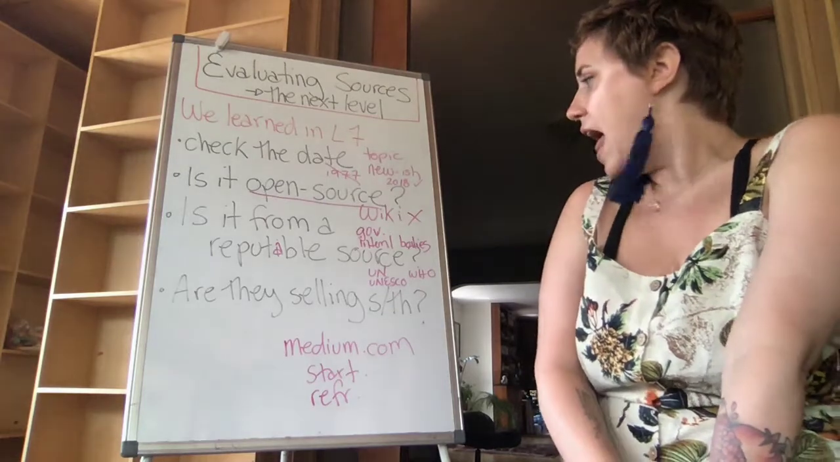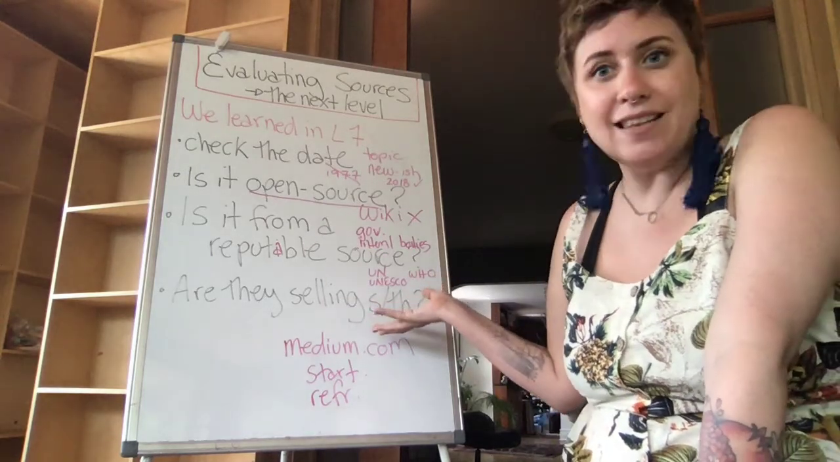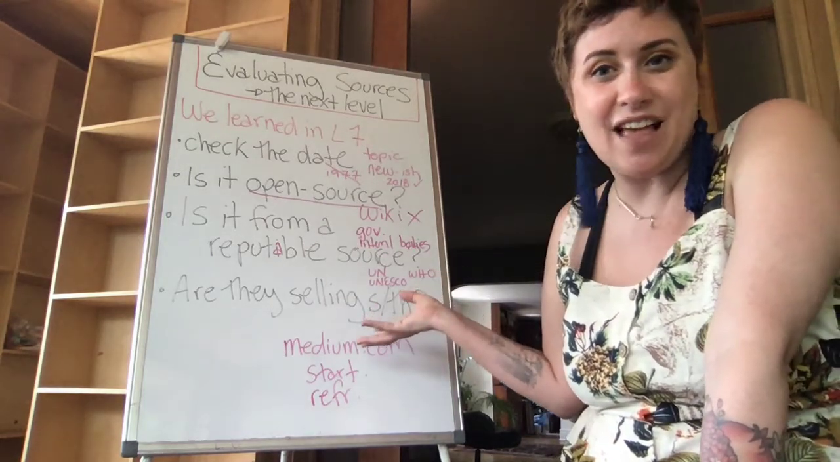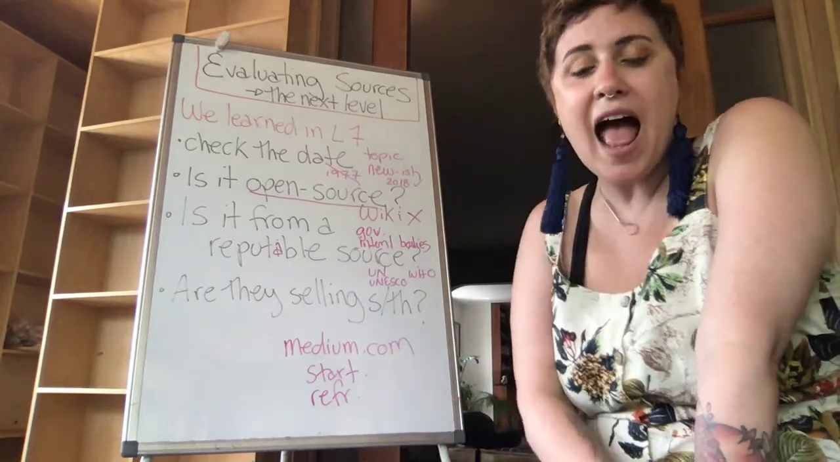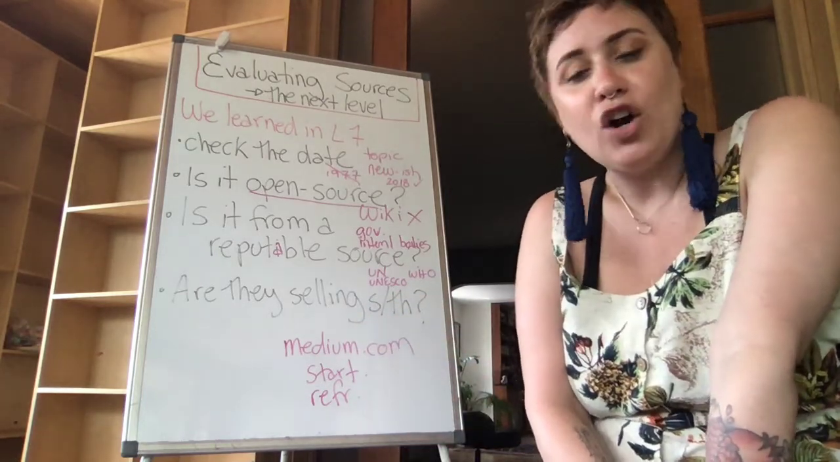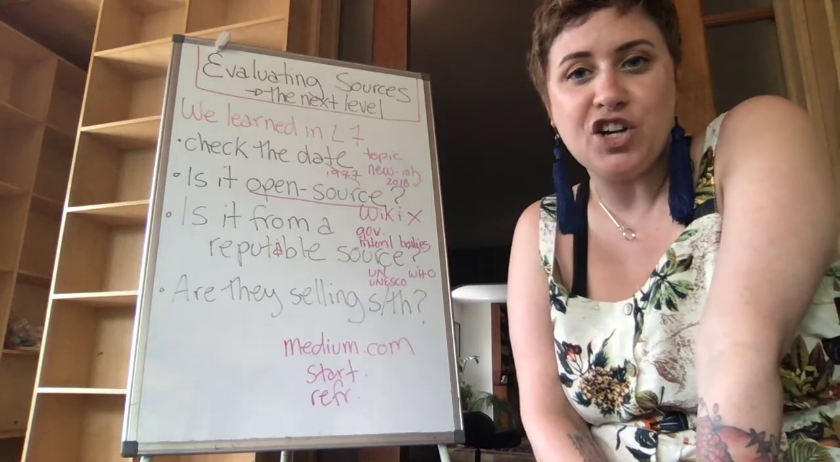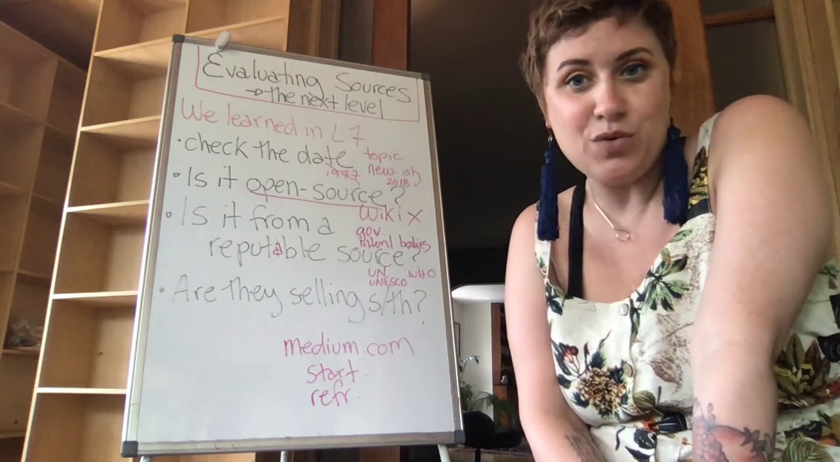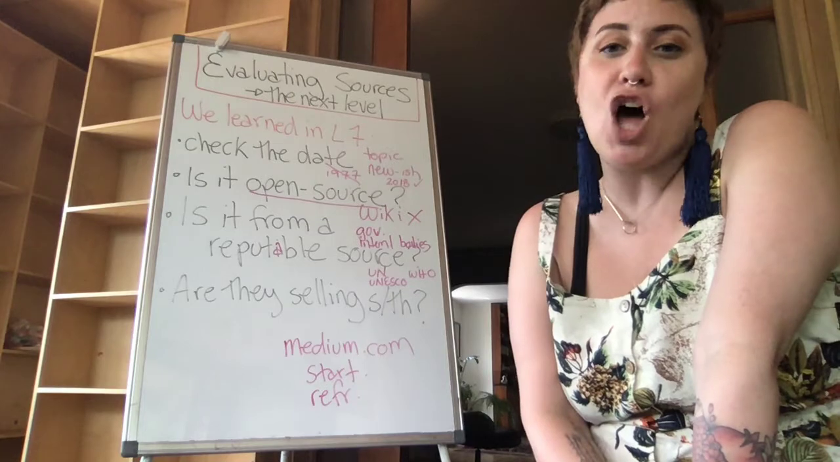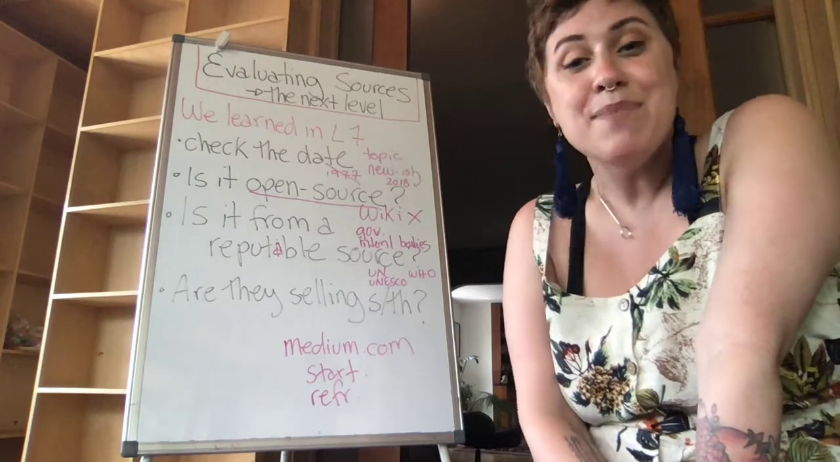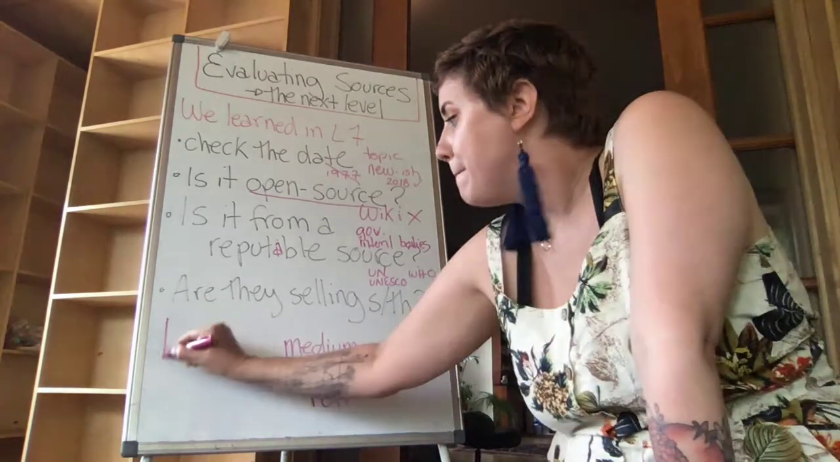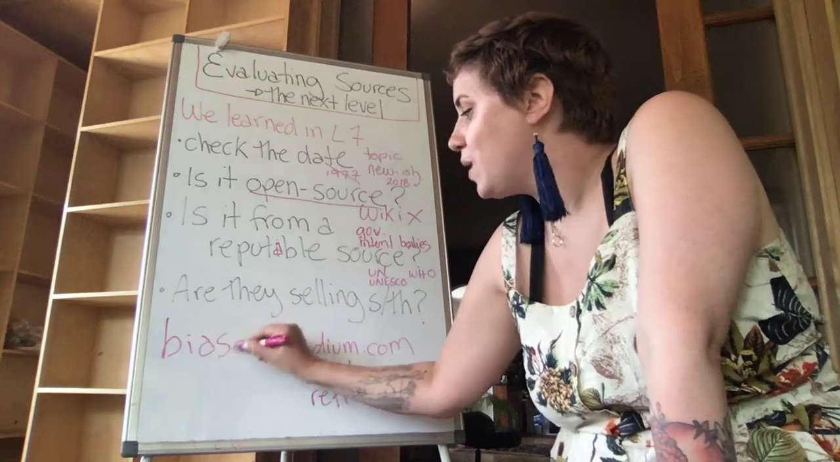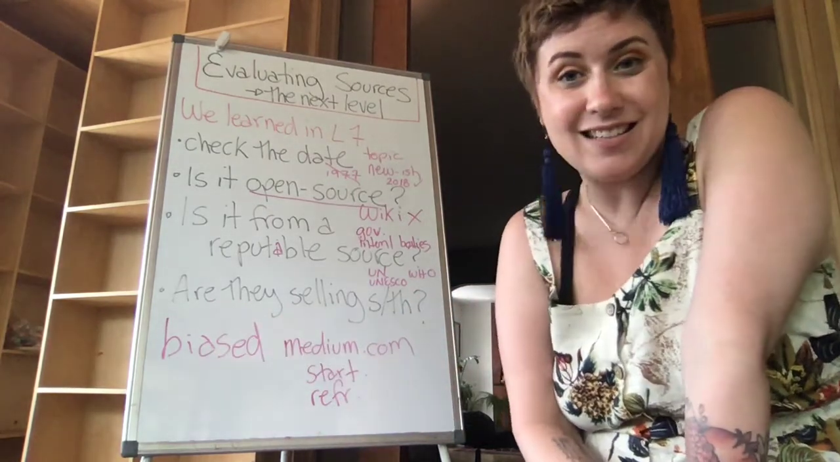Okay. And then finally, are they selling something? So we teach this in level 7. Like, if you go to a website and it's an article about how good chocolate is for your health, and then they are selling you some chocolate, that's probably not a great source because they're going to be biased. And we're going to talk about this in the next section.